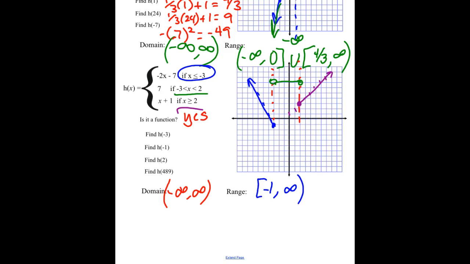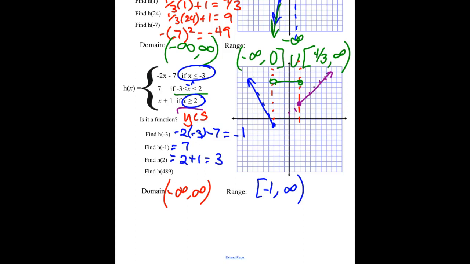All right. Which function did you use for h of negative 3? Top one. All right. So negative 2 times negative 3 minus 7, and you got negative 1. Okay. For h of negative 1, which function do we use? The middle one. Negative 1 fits in between negative 3 and 2. So answer is just a plain 7. h of 2. The bottom one, that's where it's equal to 2. So I put it in the bottom function. 2 plus 1. Should have a 3 for that.